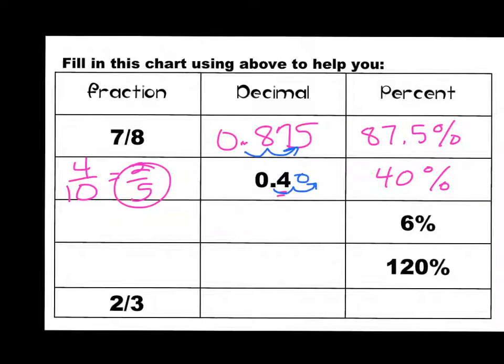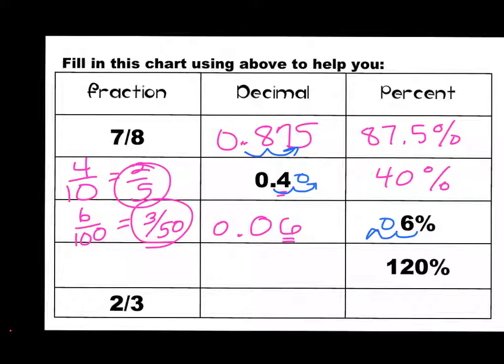Okay, 6% into decimal form. I'm going to move it 2 places to the left, adding a 0 in there because I need it. That would leave me with 0.06. And then as a fraction, the 6 is in the hundredths place, so that would be 6/100ths. And if I simplify that, that would be 3/50ths.